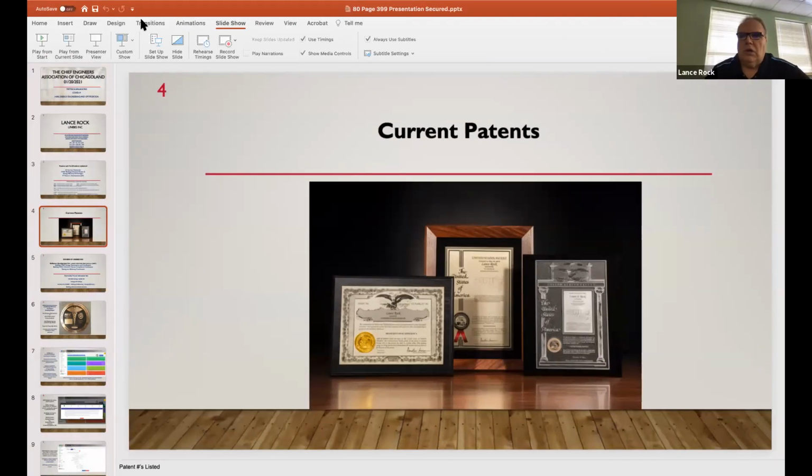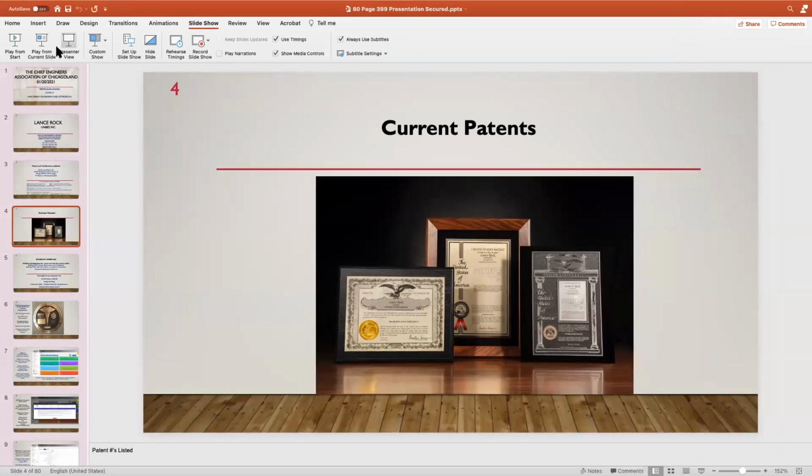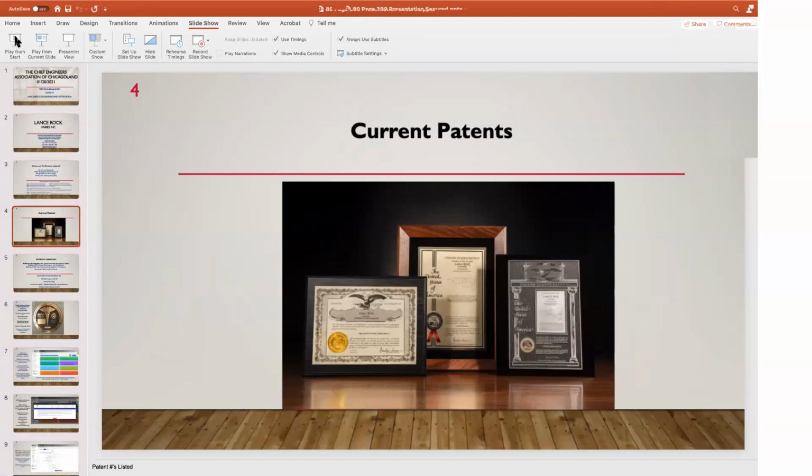Trying to get full screen here, Alex. Yep, play from start. If you hit the first play from start button, you should be good. Yeah, that's what I did. And are you seeing the full screen? No. Nor am I. Why is it acting different? Oh, here we go. Are you seeing full screen now? No.